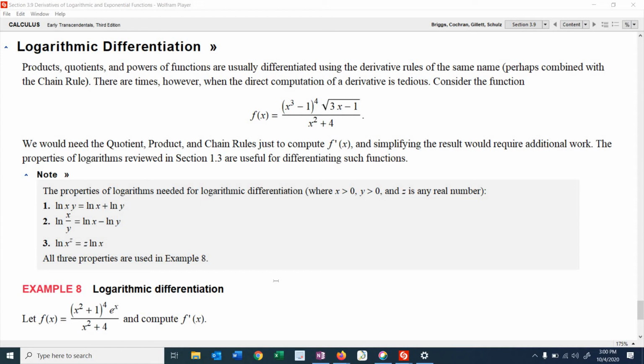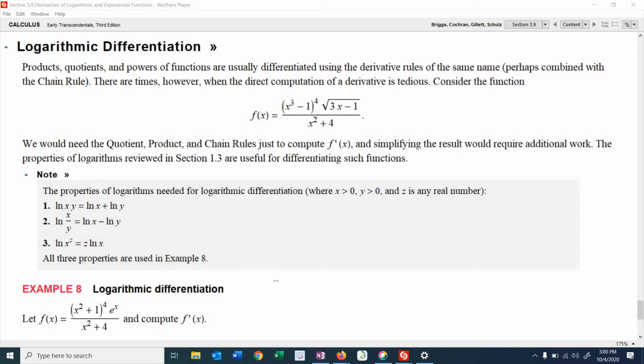Hello again. In this video, we're going to talk about logarithmic differentiation. Now, logarithmic differentiation is a powerful tool that we can use to find the derivative of certain functions. And in this video, I'm going to go over a couple of examples where it would be useful to use logarithmic differentiation to find the derivative.